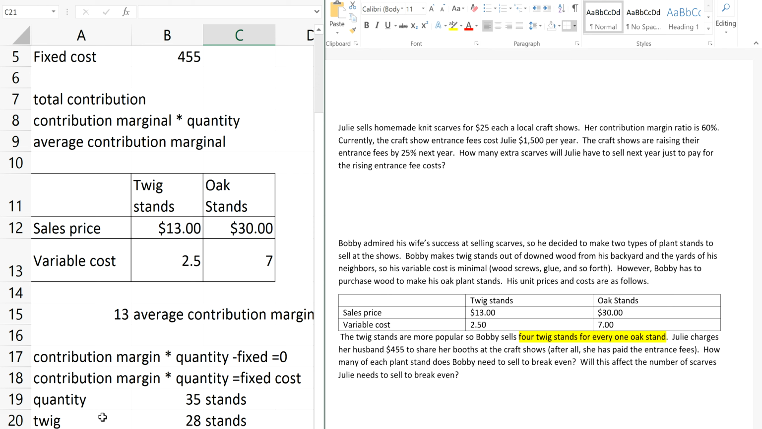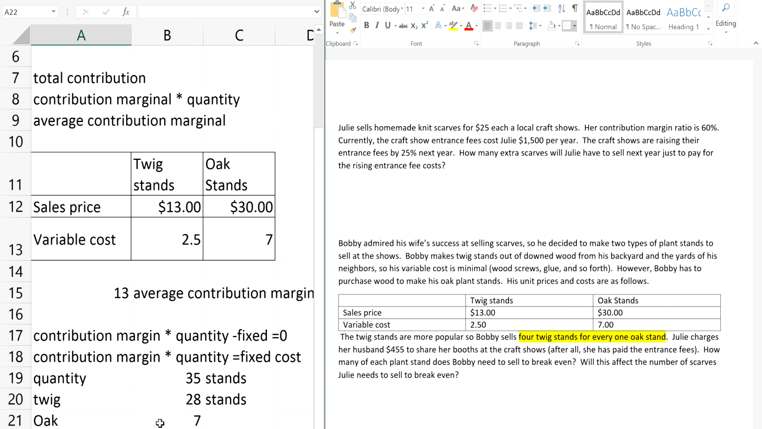And then the oak stand will be the rest. So for oak stand, you can do the 20% or just use 35 minus 28. That's the number of oak stands. All right, and then the last part of the question: will this affect the number of scarves Julie needs to sell to break even?